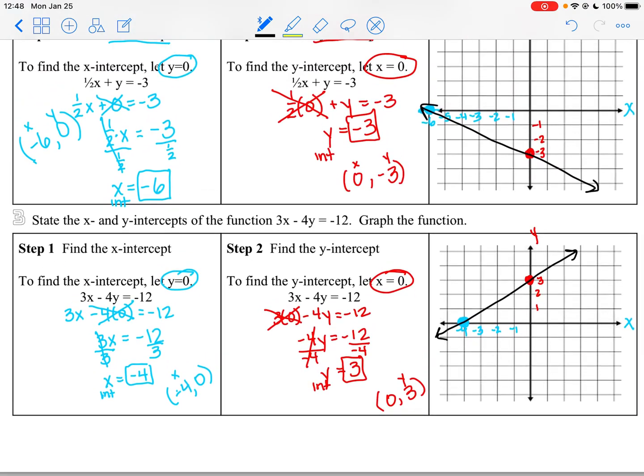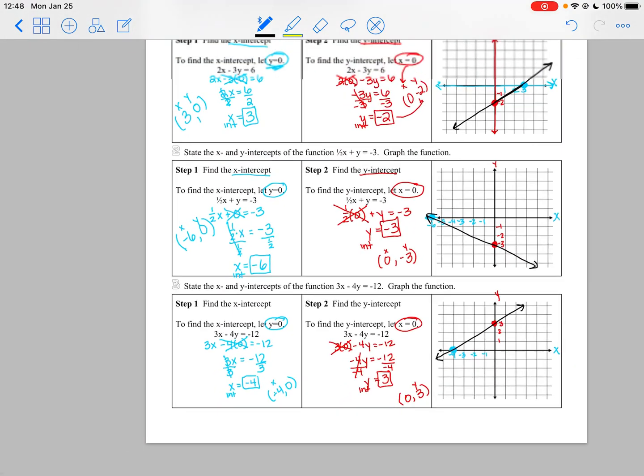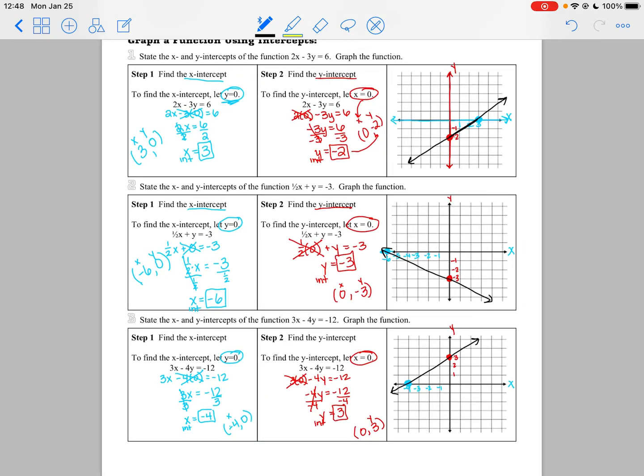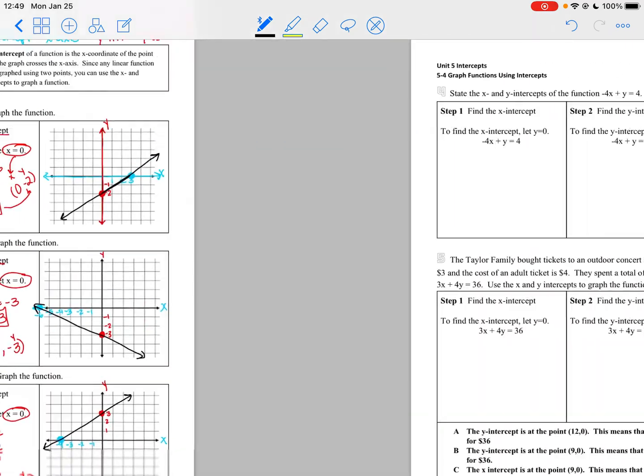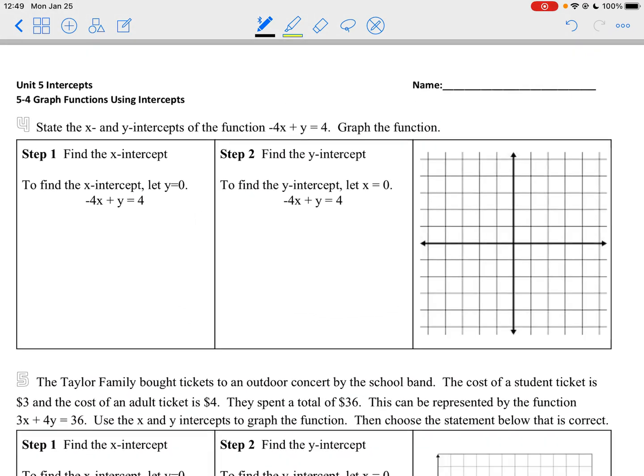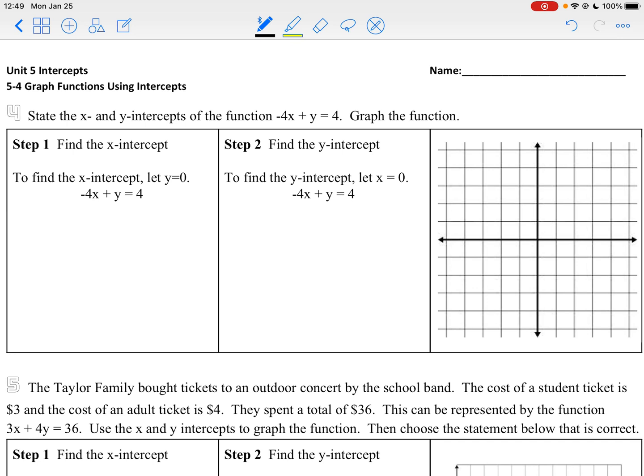All right, we've got one more example like this to go through where we're graphing, finding the x and the y-intercept, and we're going to use that same method. After that example, we'll look at a word problem. All right, so on example 4, our equation is negative 4x plus y equals 4. Notice that each time we've written the equation out twice.